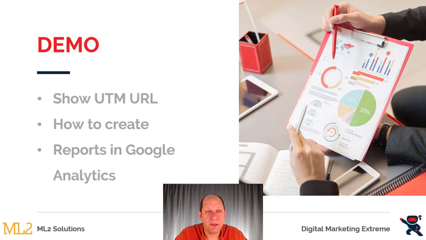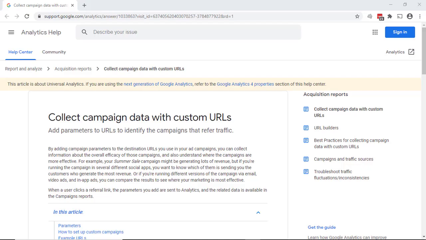So for the demonstration, first I'll show you how a UTM URL works in a web browser, show you how to create them, and then I'll show you which reports in Google Analytics you can actually see this information. In this demo of UTM tracking in Google Analytics, I first wanted to break down the custom URL that you used for the UTM tracking.